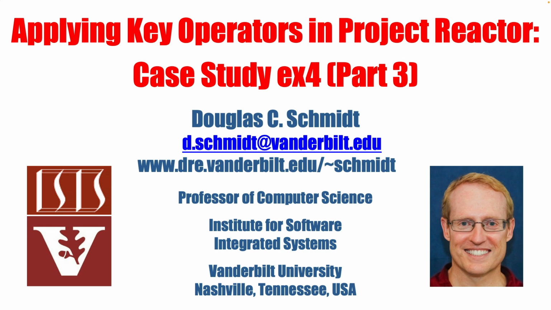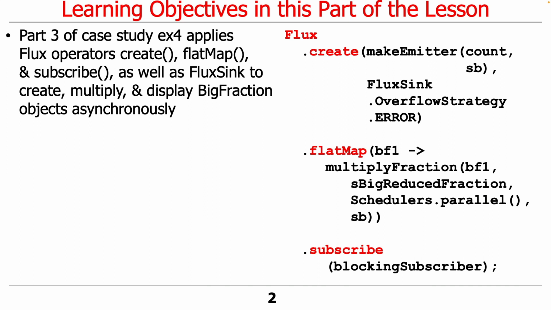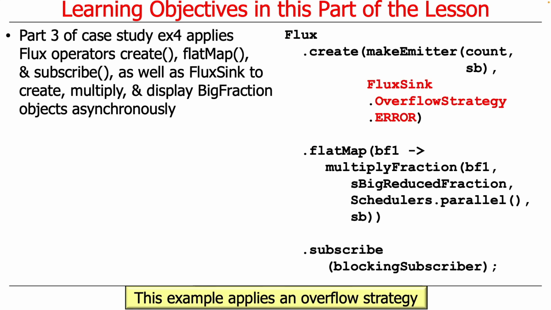So we're now at our third and final part of case study ex4. And this time, we're going to take a look at some new mechanisms. This is going to take a look at the two-parameter version of create, which uses FluxSink to create, multiply, and display BigFraction objects asynchronously.